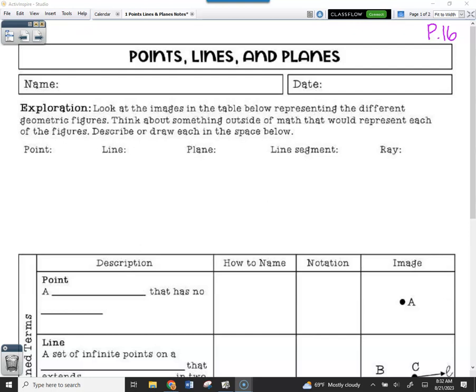So look at this right here. We have the words point, line, plane, line segment, and ray. If you were to walk around in the real world, can you tell me examples of each of those? I want to give you a second to try this. If I say ray, tell me an example of a ray in everyday life and write it down. Okay, not a sentence.